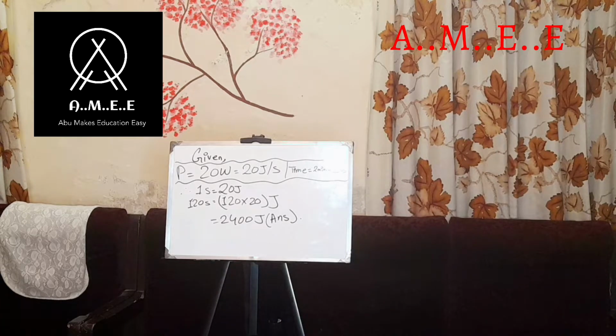So if 1 second equals to 20 joules, then 120 seconds equals to 120 into 20 joules, which is 2400 joules. This is the answer. And this process is called the unitary method or the unitary process.